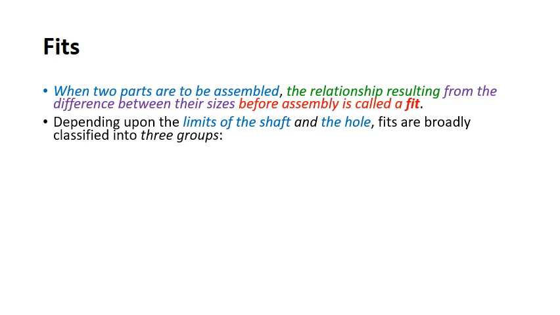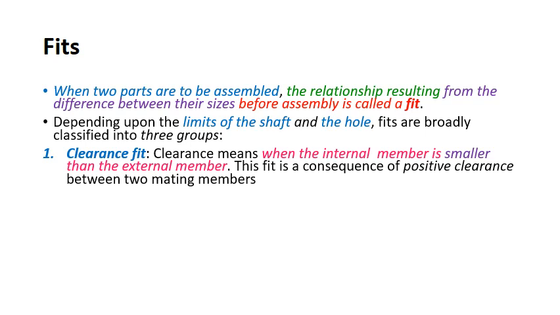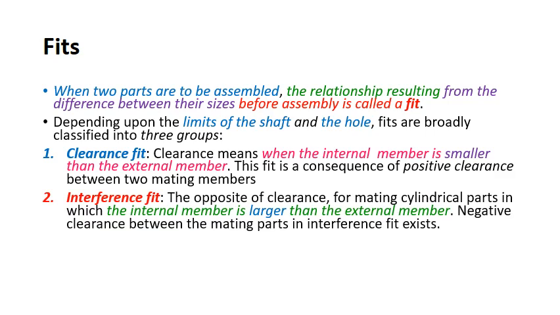Basically, there are three types of fits based on the limits on the shaft and the hole. One is clearance fit. So here you can assume the shaft as the internal member and the hole as the external member, right? So when the size of the internal member is smaller than the external member, we get clearance fit, right? That is, this is due to the positive clearance. In case of interference fit, which is the opposite of clearance fit, you have a negative clearance between the mating parts. So the internal member, the shaft, is larger than the external member.